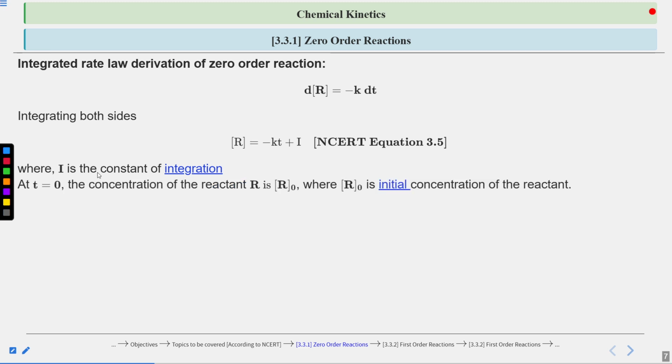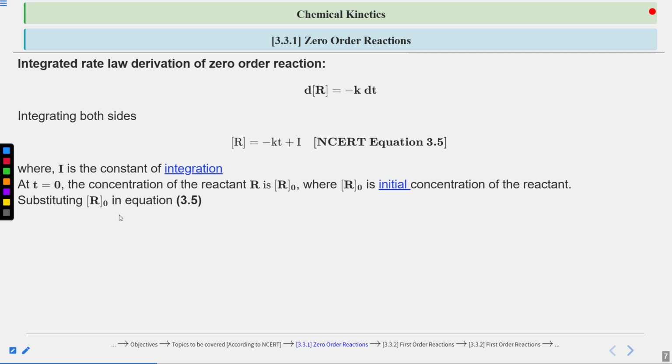Now at time equals 0, the concentration of reactant R is R naught, which is the initial concentration. Because anything we want to consider as initial or standard, we put a naught in the subscript. So if you talk about time equals 0, where the reaction is starting or has not started yet, then the concentration of reactant is R naught, which is the highest concentration in the whole time of the reaction. So at time equals 0, reactant concentration is R naught, where R naught is the initial concentration of the reactant.